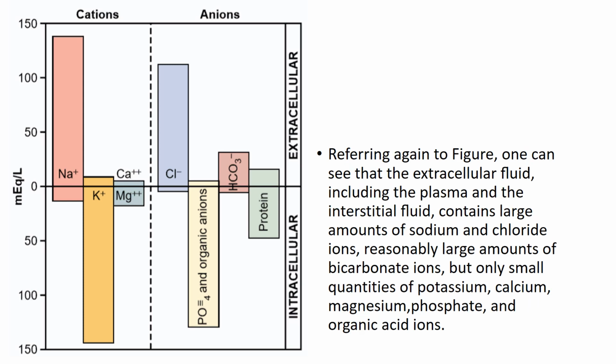Referring again to the figure, one can see that the extracellular fluid, including the plasma and the interstitial fluid, contains large amounts of sodium and chloride ions, reasonably large amounts of bicarbonate ions, but only small quantities of potassium, calcium, magnesium, phosphate, and organic acid ions.